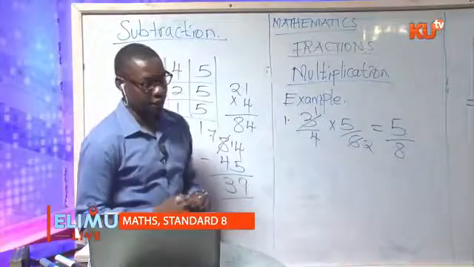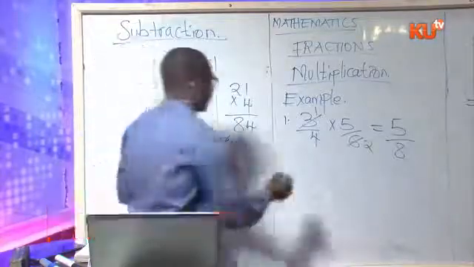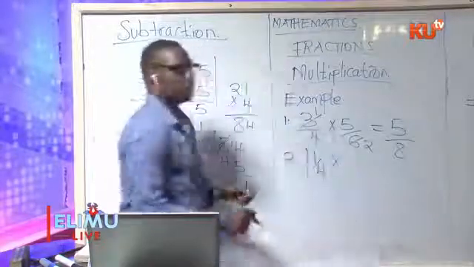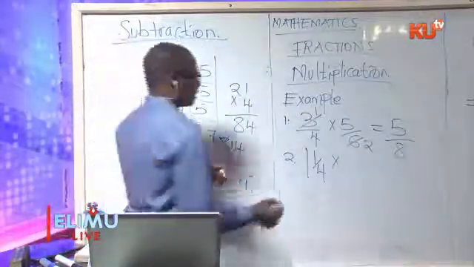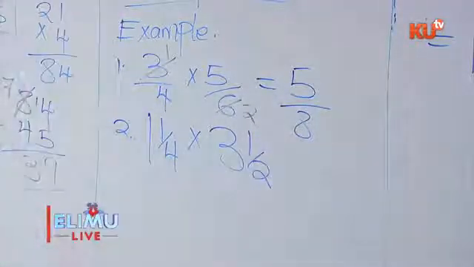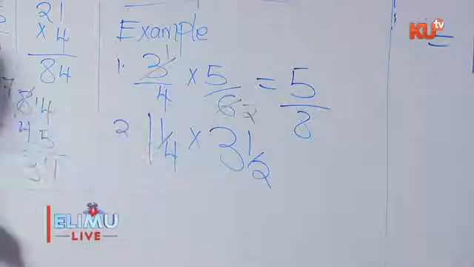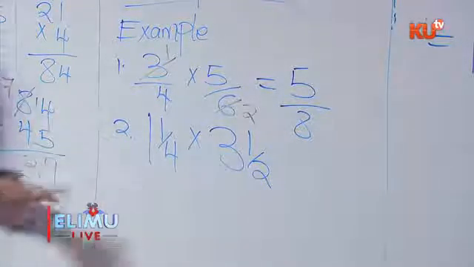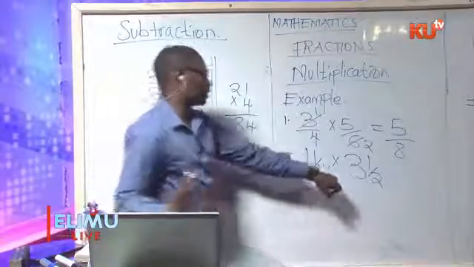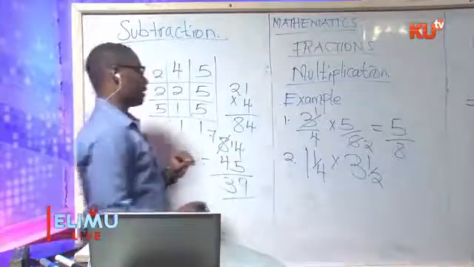Let's look at what happens when we are multiplying mixed fractions. An example can be 1 and a quarter multiplied by 3 and a half. We cannot multiply fractions when they are in mixed number form. So the best thing to do is change these mixed numbers into improper fractions.